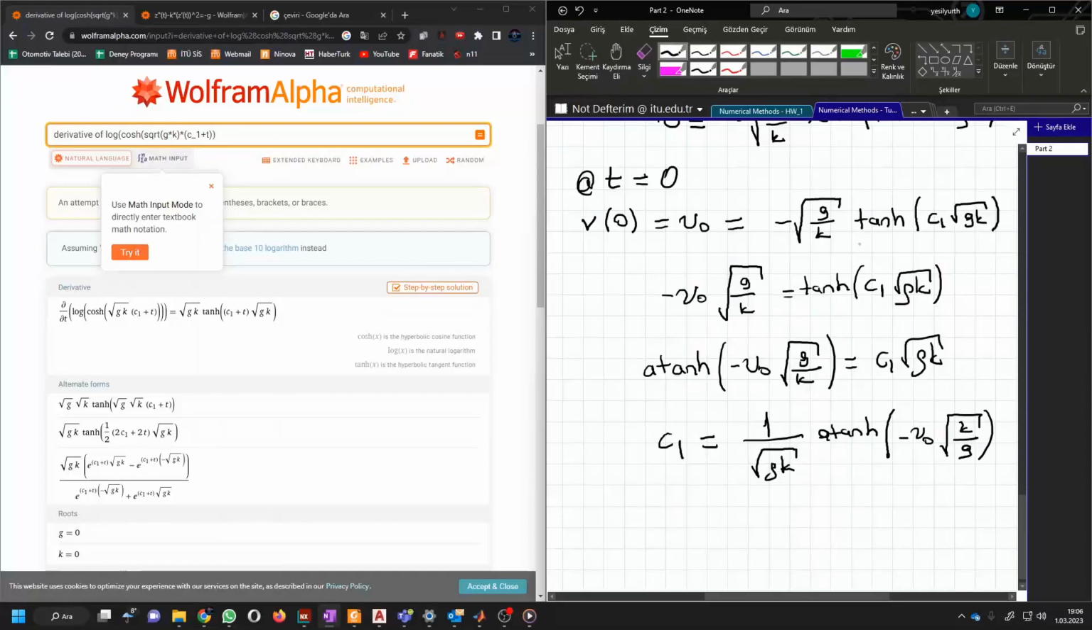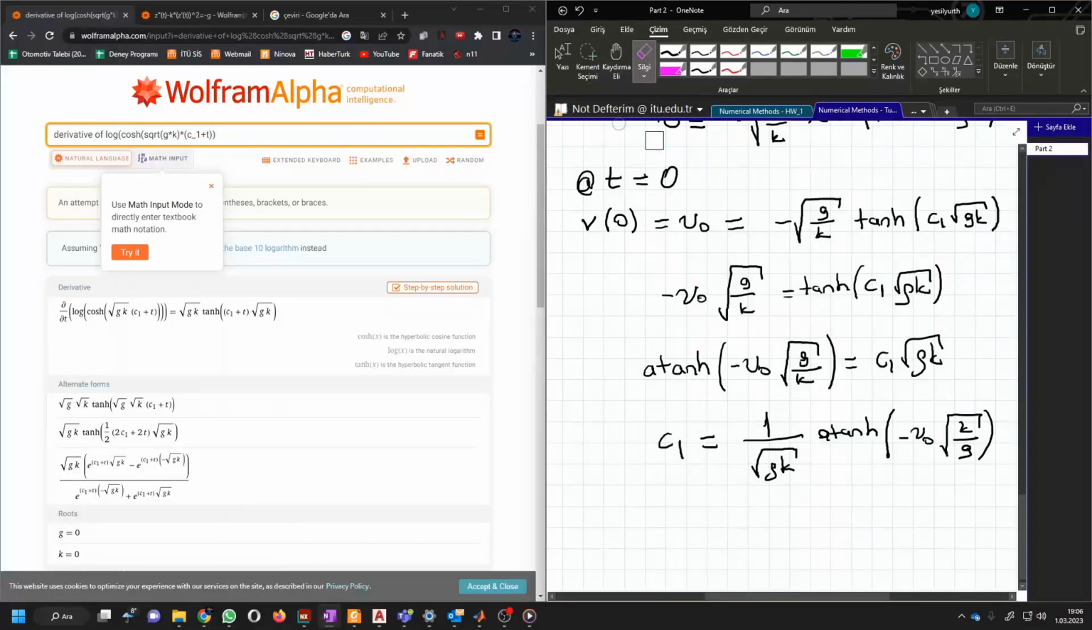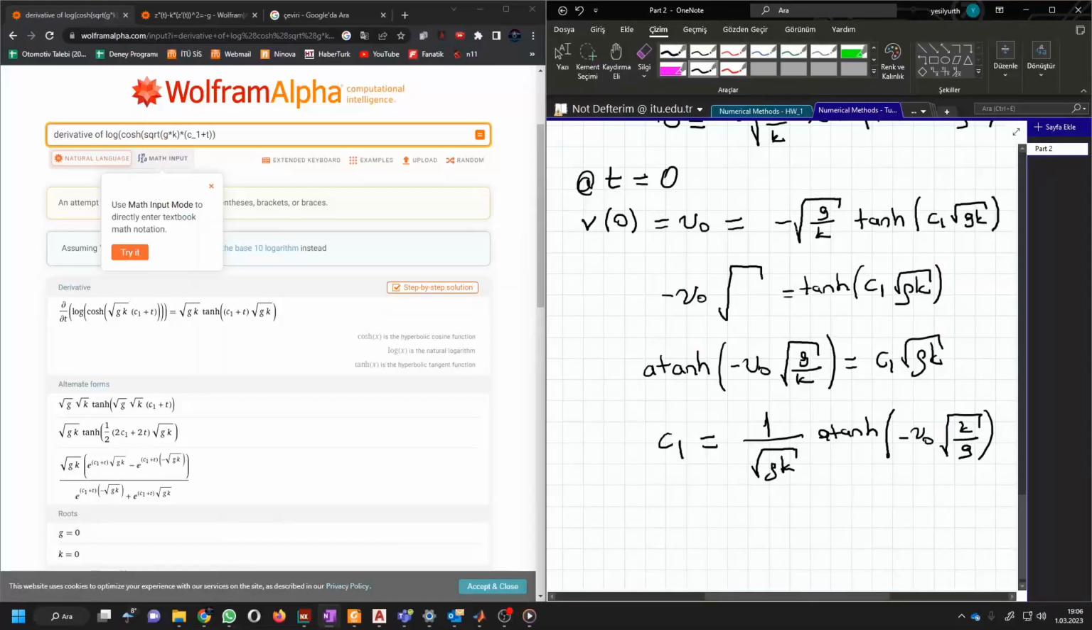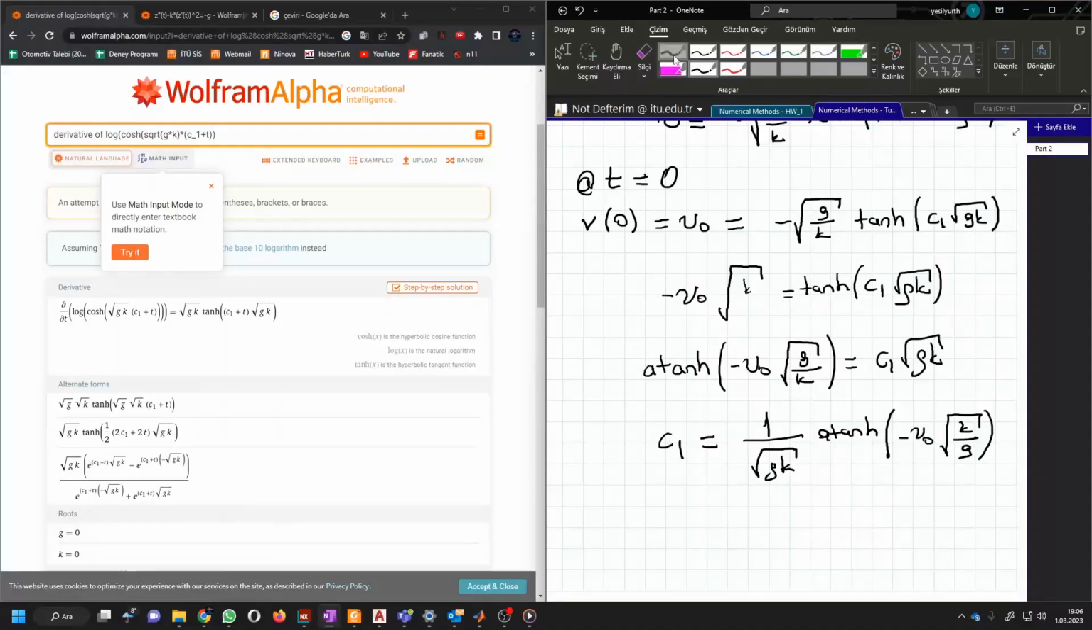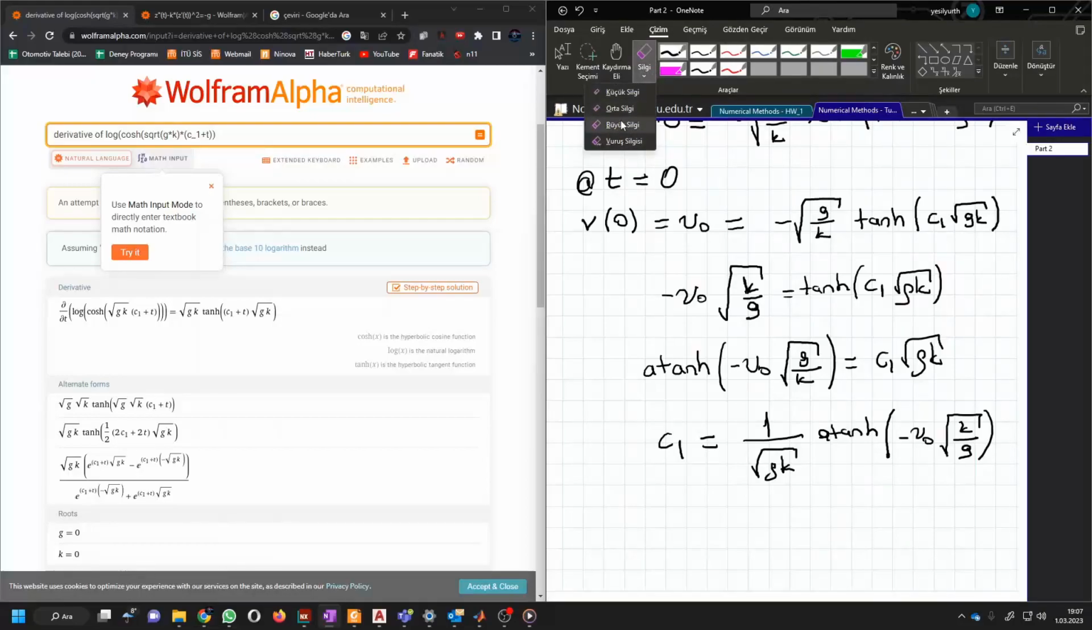I probably have made a mistake here. It should be k over g, not g over k. Let me correct that. Here g over k, and here must be k over g. This must also be corrected.